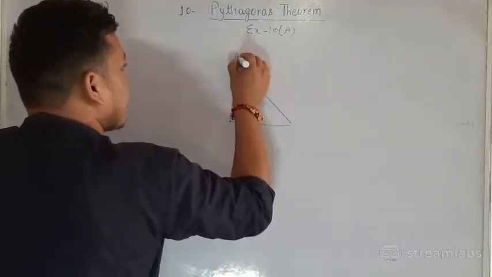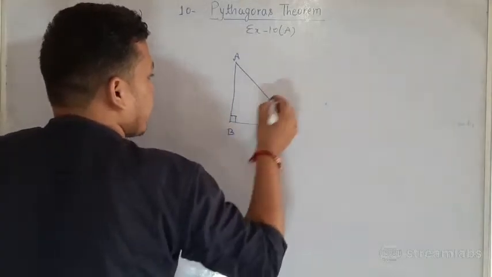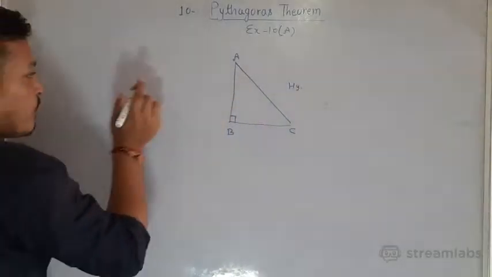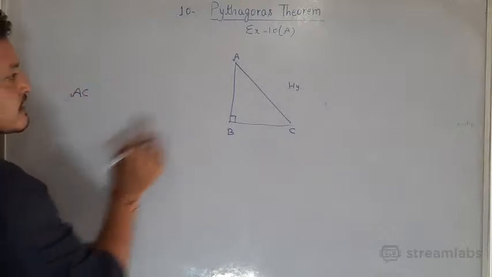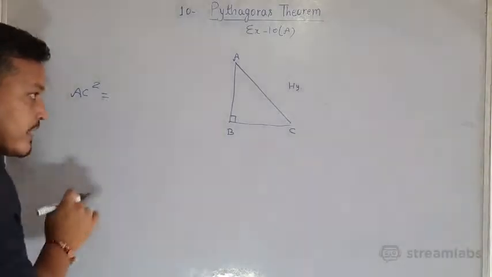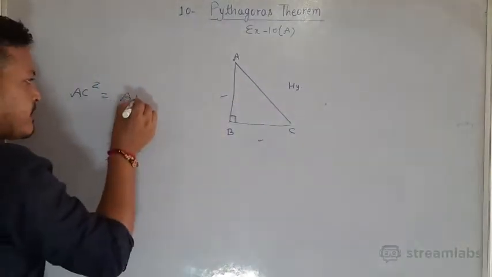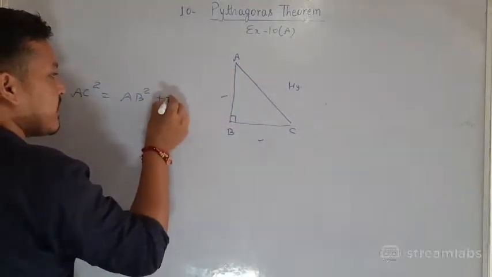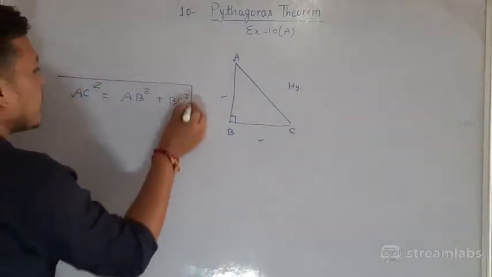In a right angle triangle ABC, one angle is 90 degrees, and the side in front of the 90 degrees is known as the hypotenuse. One relation we get from this theorem is that the hypotenuse square, AC square, is equal to the sum of the squares of the other two sides, the square of this side plus the square of the remaining side BC. So what is the theorem?